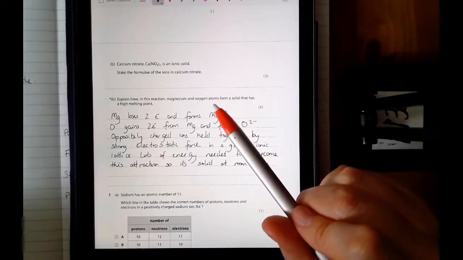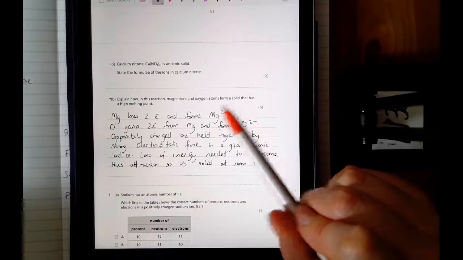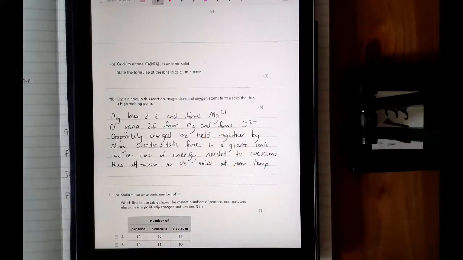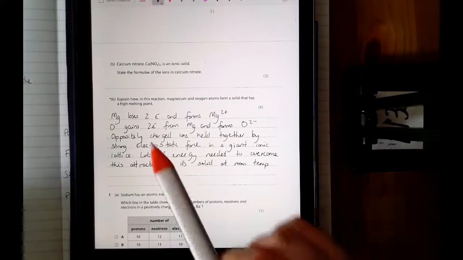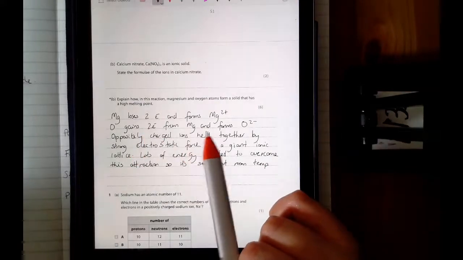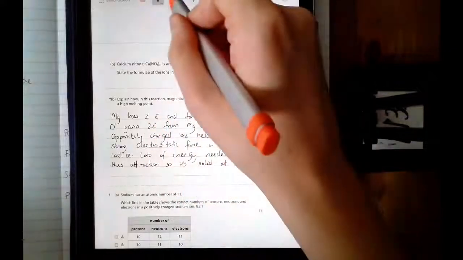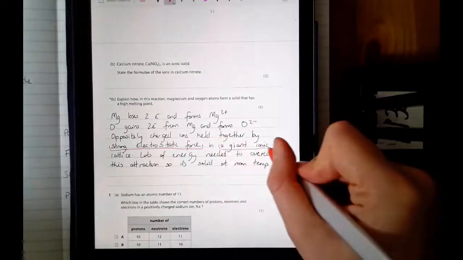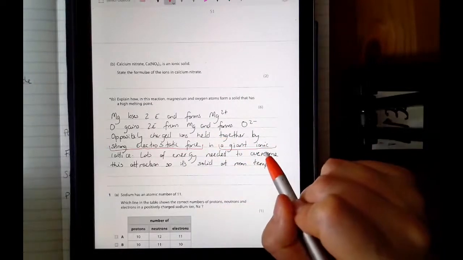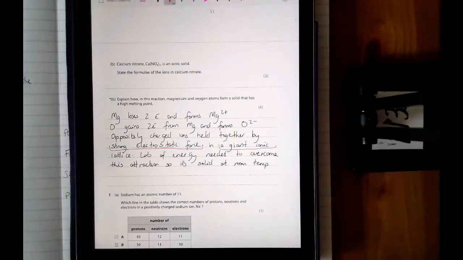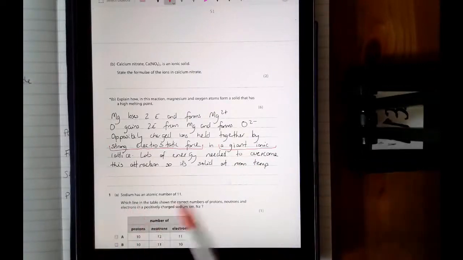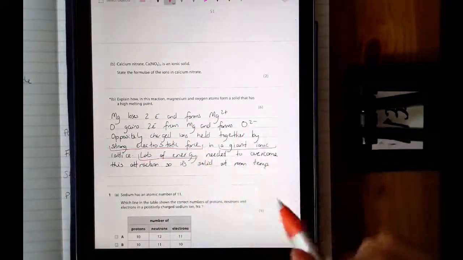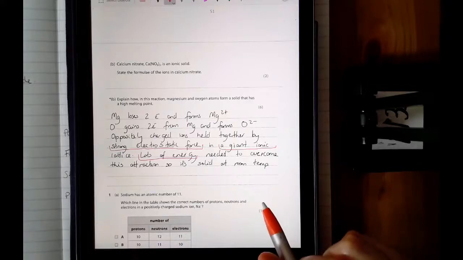I then need to describe why the solid that they form has a high melting point. If I'm talking about a high melting point, I need to talk about the strong attraction that holds those ions together. So I've written that the oppositely charged ions are held together by the strong electrostatic force in the giant ionic lattice. And I'm mentioning giant ionic lattice because that implies that you've got billions of ions all being held together by this very strong force. Because this force is strong, you need lots of energy to overcome the attraction, which makes it a solid at room temperature.